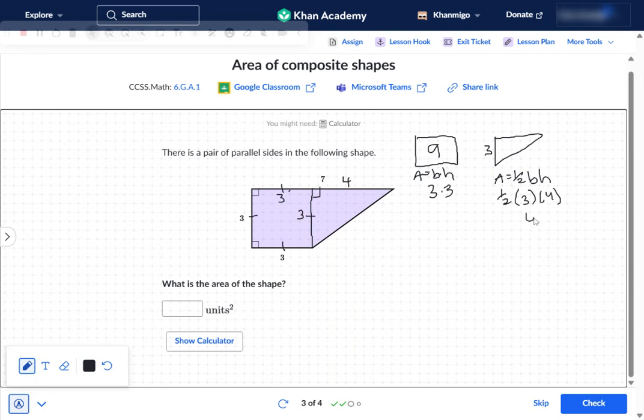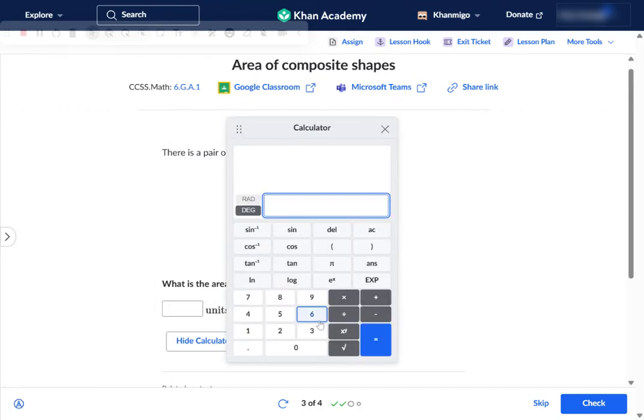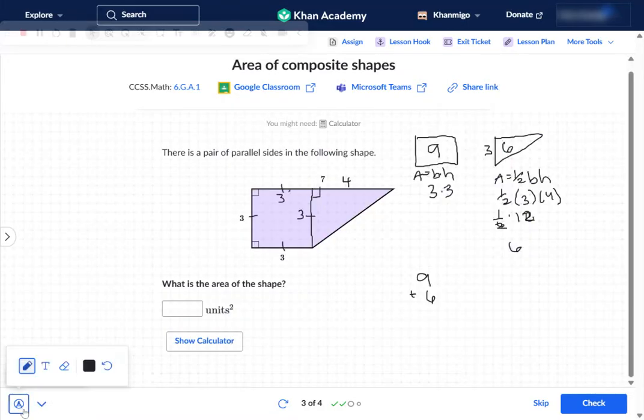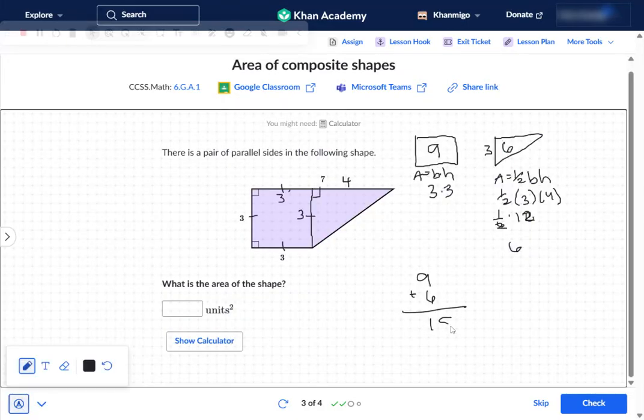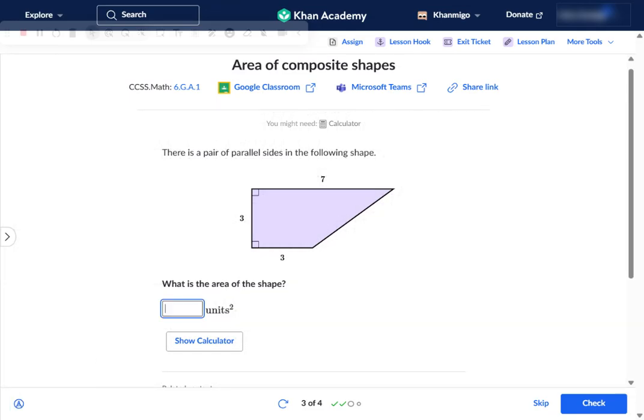So plug that in. That's not 6, that's 12. 3 times 4 is 12 times 1/2. I keep wanting to write 6 because the answer is going to be 6. All right, half of 12 is 6. 9 plus 6, right? Did we have a calculator? Oh, we did. Yay! 9 plus 6 is 15. 15 units squared. And we'll check our work.